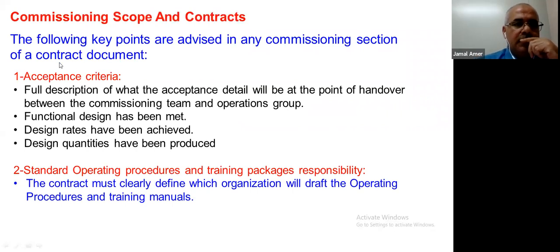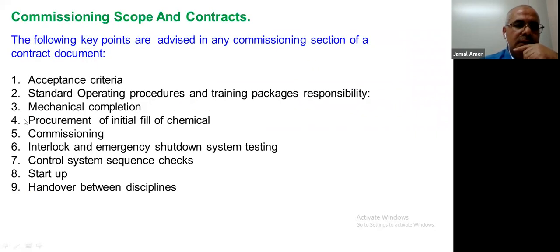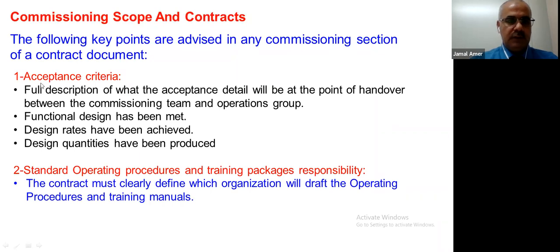Here we have some commissioning scope. The following key points are advised in any commissioning sections of the contract. Here, these 8 elements, I will speak in detail about them in our course. Acceptance criteria: what is the factor that we should consider to accept the project? Standard operating procedure and training package, responsibility, mechanical completion, procurement of initial fill of chemical, commissioning, interlock and emergency shutdown system testing, control system sequence checks, startup and handover between disciplines from contractor to operation. Every point here I will explain thoroughly in the course.